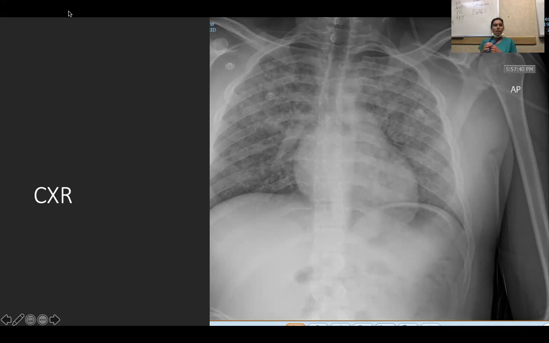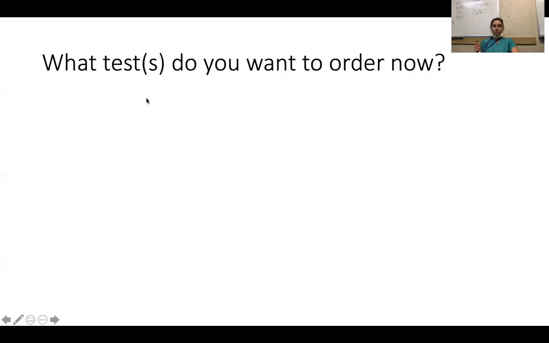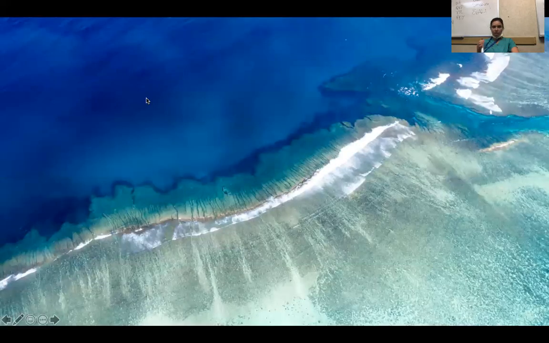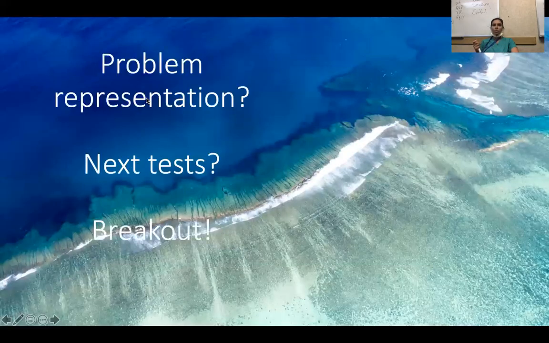Cool. And then any other tests? Standard stuff. Okay. So everyone's back. Here's the chest x-ray again. So the summary statement we came up with was a 19-year-old gentleman presenting with no known past medical history, presenting with acute hypoxic respiratory failure in the setting of a probable or suspected recent opioid overdose.